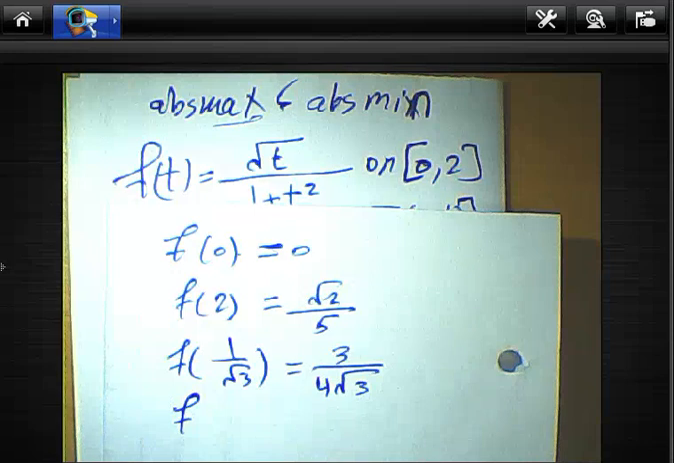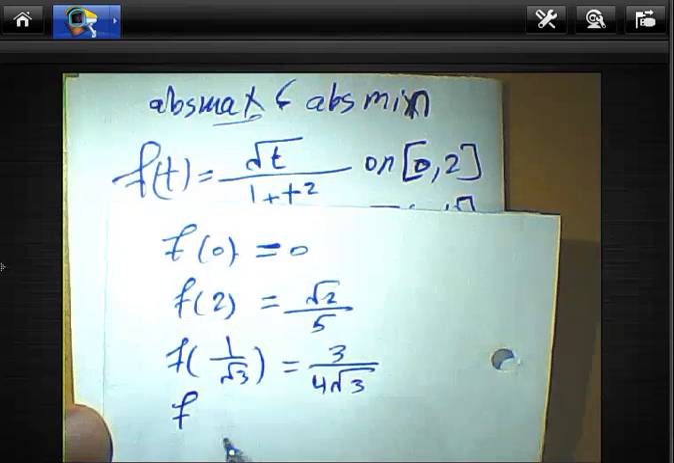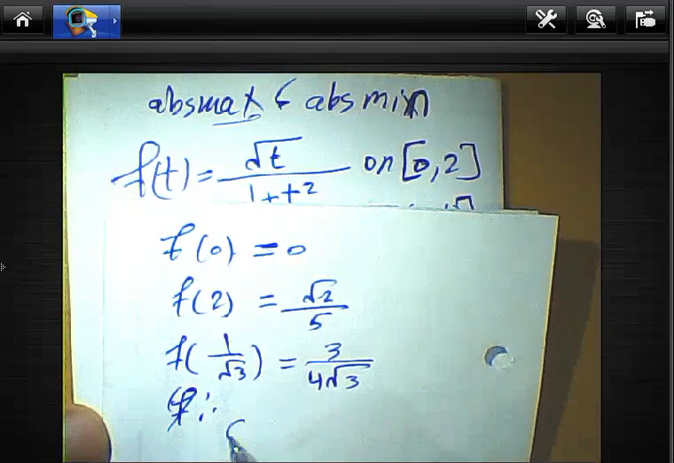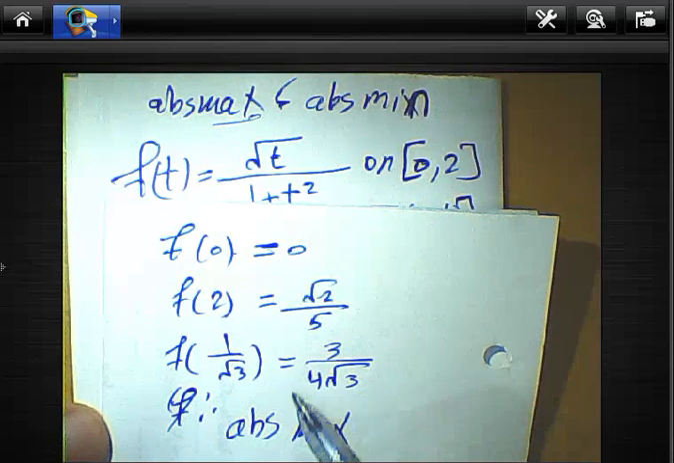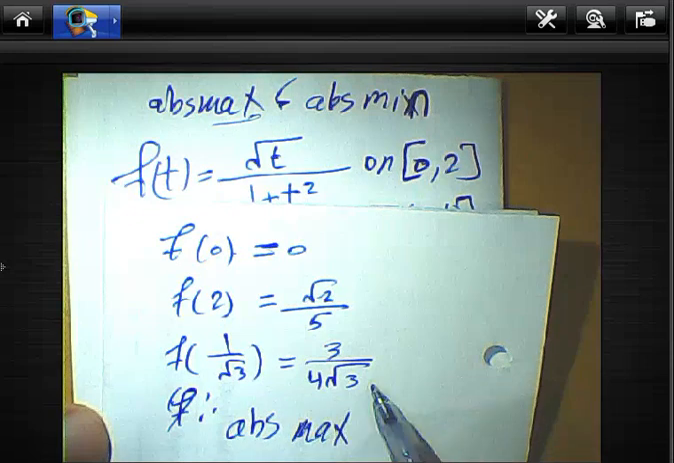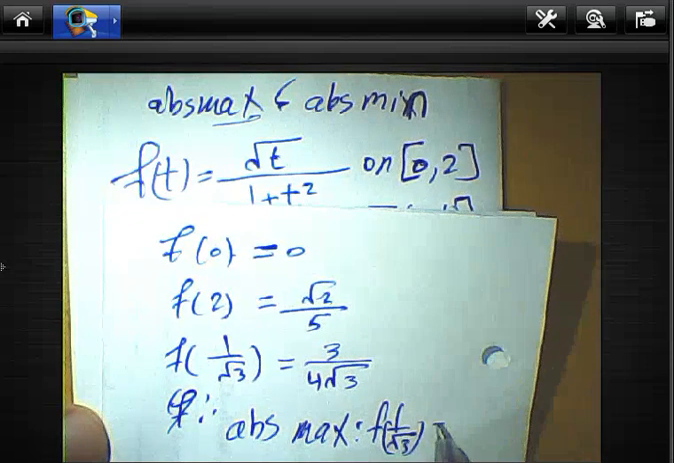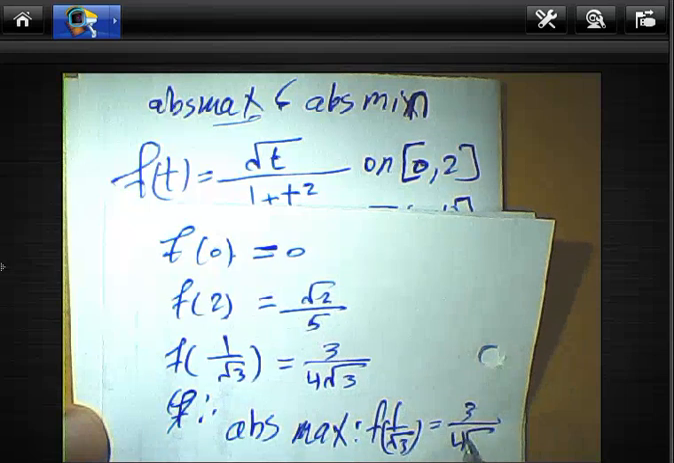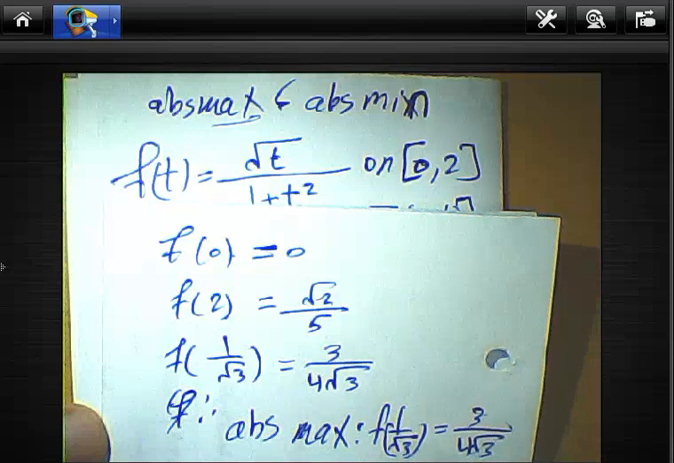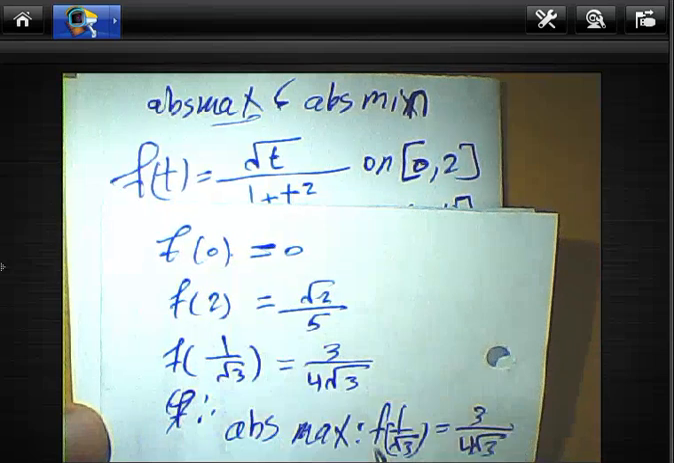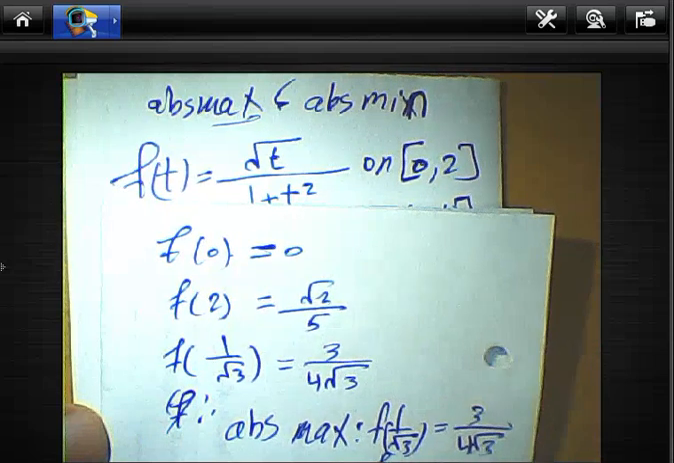We know the absolute max. The max number here will be 3 over 4 root 3, such that f of 1 over root 3 equals 3 over 4 root 3, which is more than root 2 over 5. And the absolute minimum is such that f of 0 equals 0.